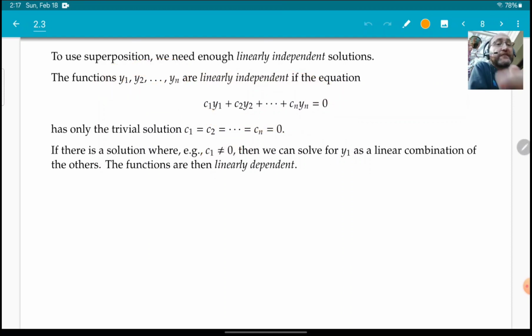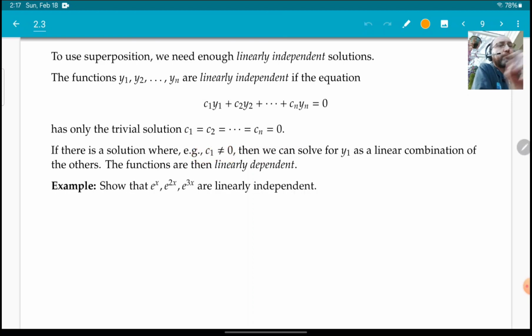If the functions are not linearly independent, they're linearly dependent, just like before. So again, it's basically the same thing. Before, it was that one function was a constant multiple of the other. It's the same thing here, but instead of just a constant multiple, I have to take a linear combination. And it doesn't have to be C1. Maybe C1 is 0, but C2 is not 0, so maybe I could solve for y2 in terms of the others.